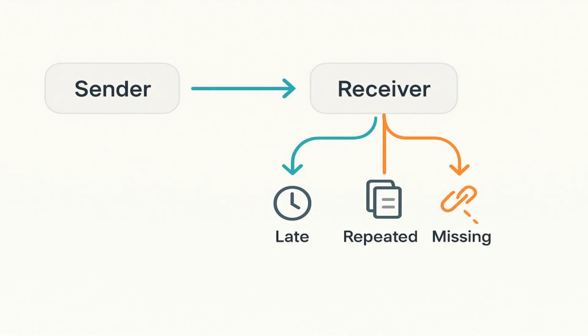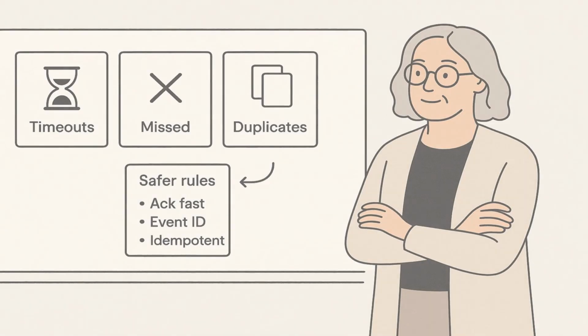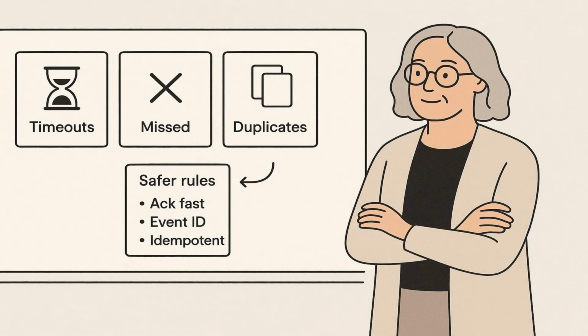Webhooks look simple. Something happens, a message gets sent, and your automation fires. But in the real world, that message can be late, repeated, or missing entirely. By the end of this video, you will understand the 3 most common failure modes: timeouts, missed events, and duplicates. You'll also see the practical design rules for safer webhook-based automations.